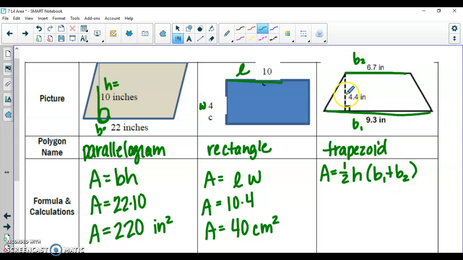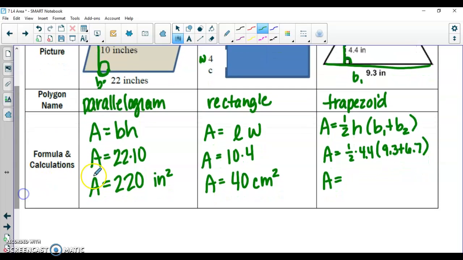In here, we have our H, we have our height. So we can go ahead and start to plug stuff in. 1/2 times 4.4, parentheses, and I'm going to do 9.3 plus 6.7. Again, doesn't really matter if you swapped them out. So here, what I need you to be very, very careful of is we need to follow PEMDAS. And PEMDAS tells me that if I have anything in parentheses, I need to do them first.